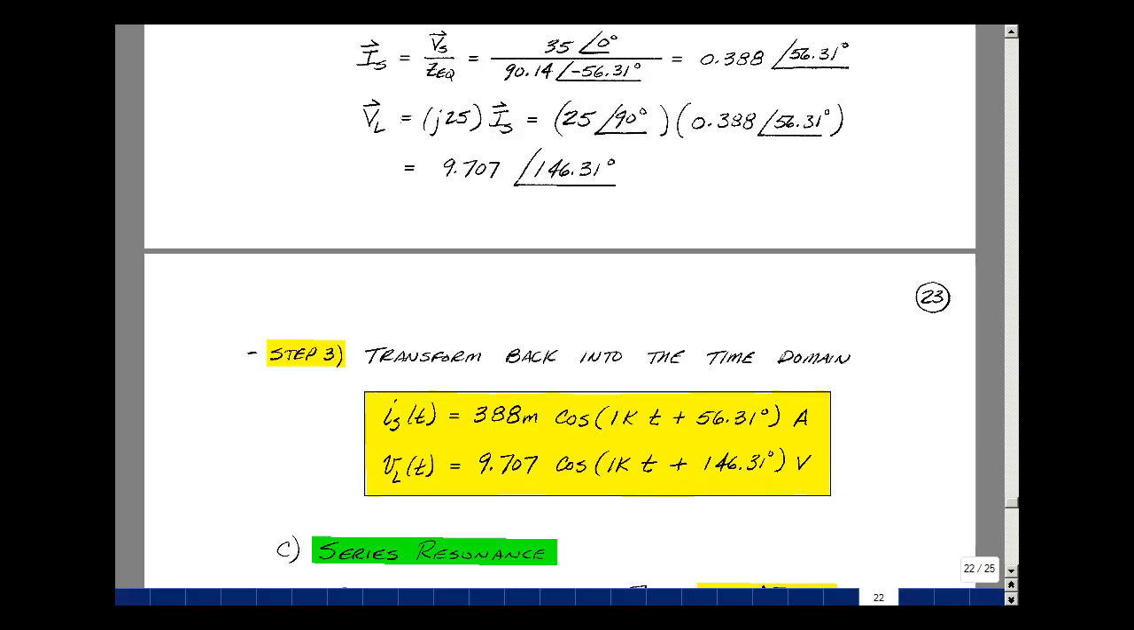We started out in the time domain, transformed into the frequency domain, did our analysis, and then transformed back into the time domain. And this is AC circuit analysis methods using phasors.